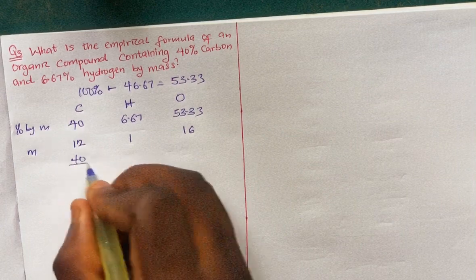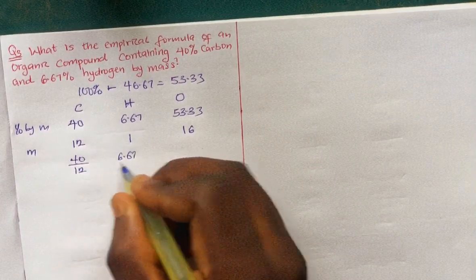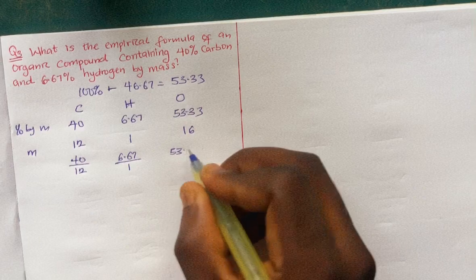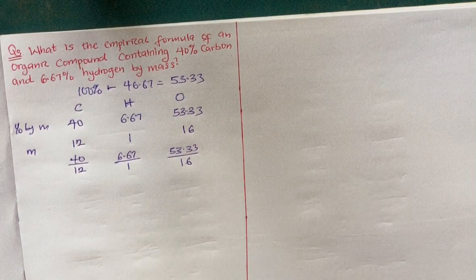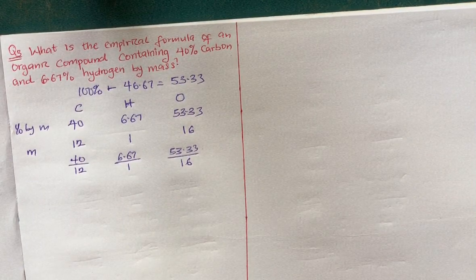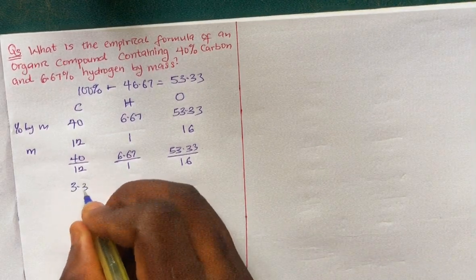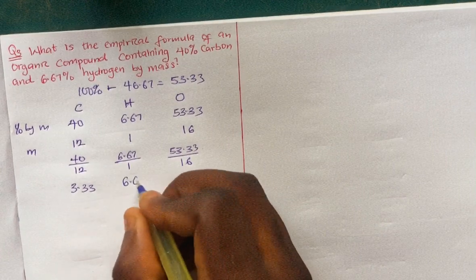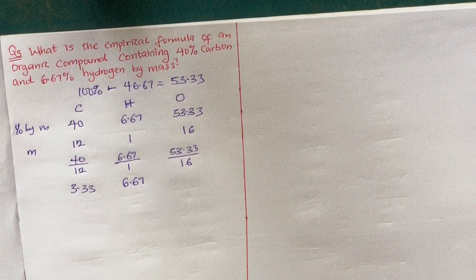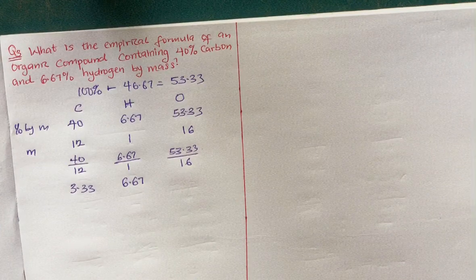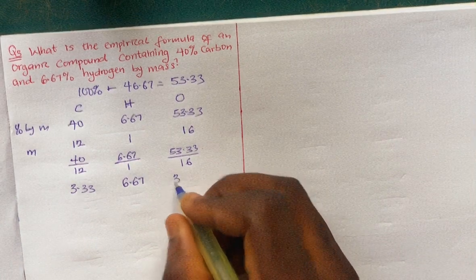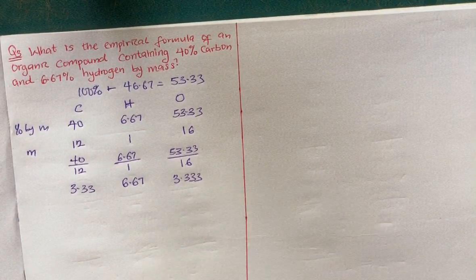That's 40 by 12, 6.67 by 1, then 53.33 divided by 16. Then let's check the answer. We're having 40 divided by 12. That's 3.33. Then this one is 6.67, because we divide it by 1 as well. Then you have 53.33 by 16. That's 3.33.